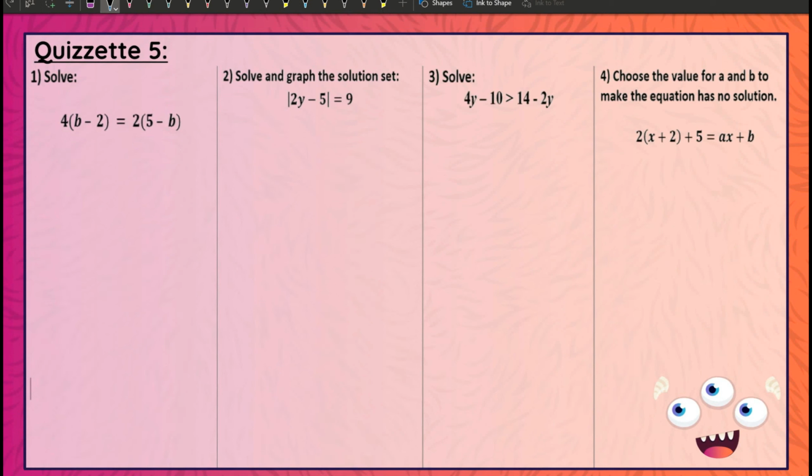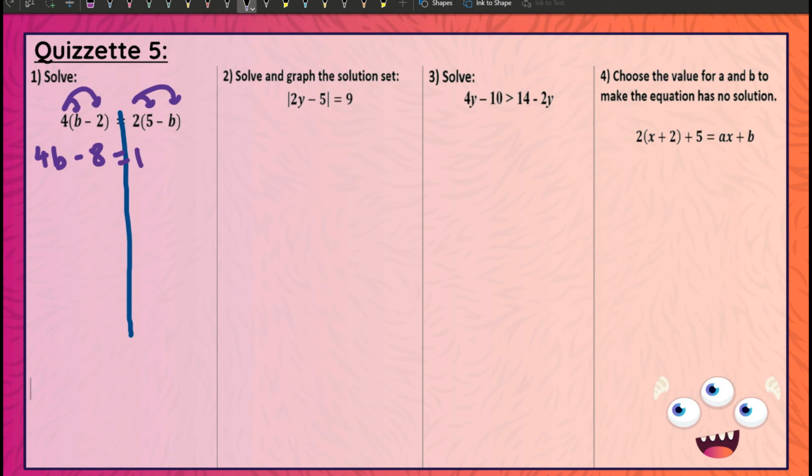Number 1. To solve an equation with parentheses, we distribute 4 into the parentheses. So 4b minus 8 equals, distributing 2 into the parentheses, 10 minus 2b. Then we have the variable on both sides, so you need to bring them to the same side. We add 2b to both sides. 4b plus 2b is 6b minus 8 equals 10.